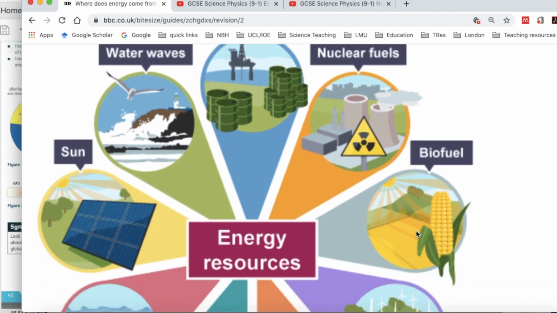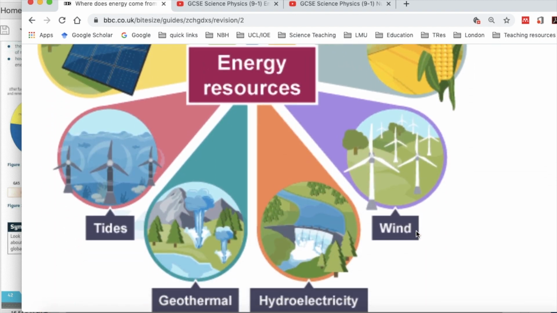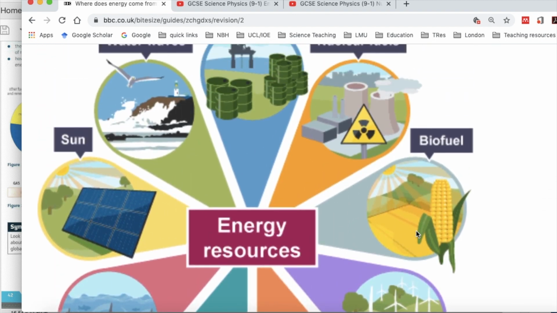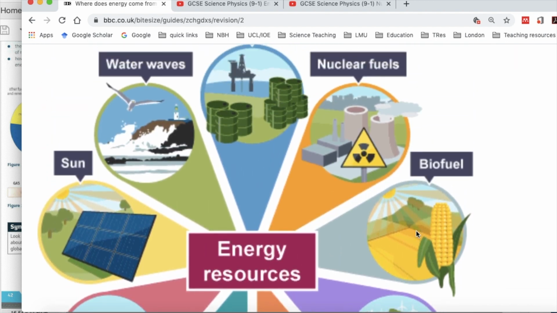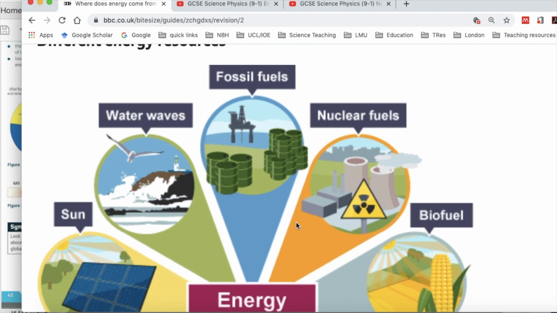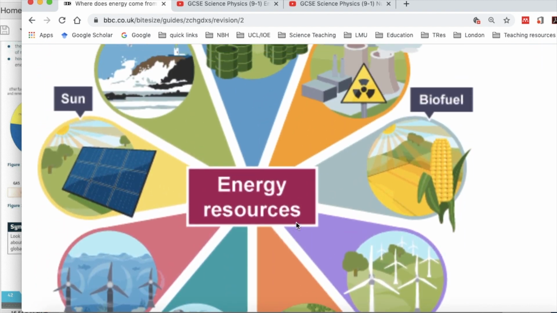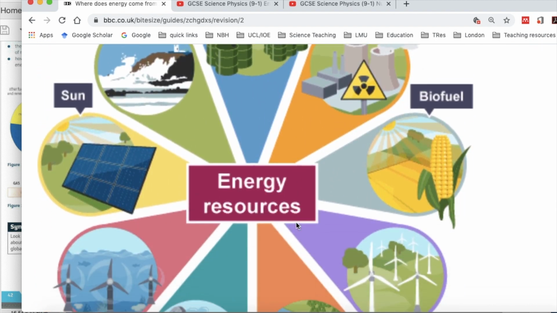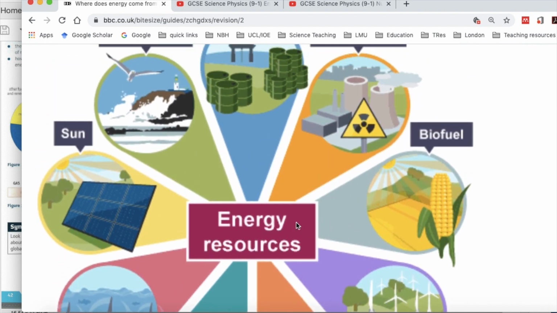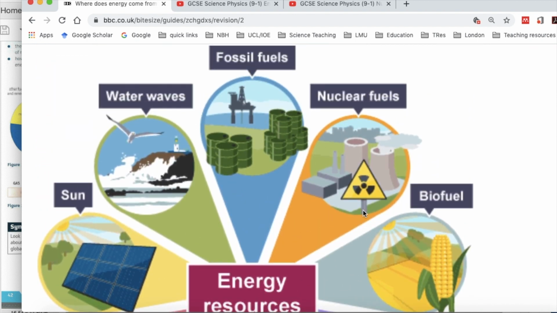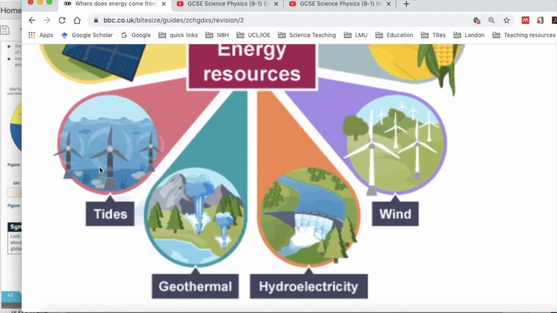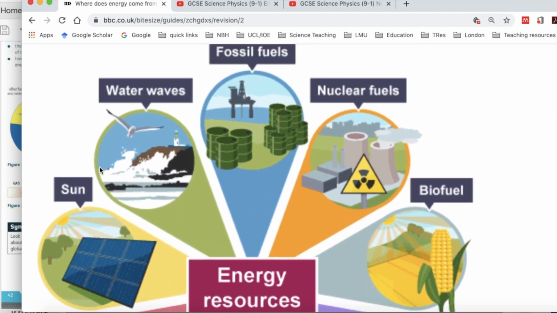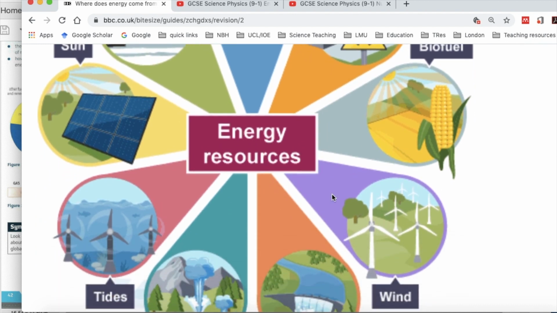Another way, which I quite like, I'm a visual person as well, as many of you are, is to make diagrams, mind maps, spider graphs, or Venn diagrams. So this is what I would call the energy flower, or the energy daisy, or the energy sun. Here, each petal or each section would be a type of energy. I want you to use that in your revision.